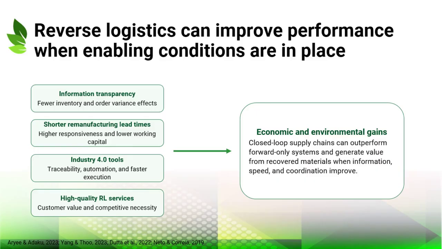Despite these difficulties, reverse logistics can improve performance when the right enablers are present. Information transparency reduces uncertainty and limits inventory and order variance problems. Shorter remanufacturing lead times improve responsiveness and reduce working capital tied up in returns. Industry 4.0 tools, including IoT, automation, data analytics, and blockchain, improve traceability and execution speed.